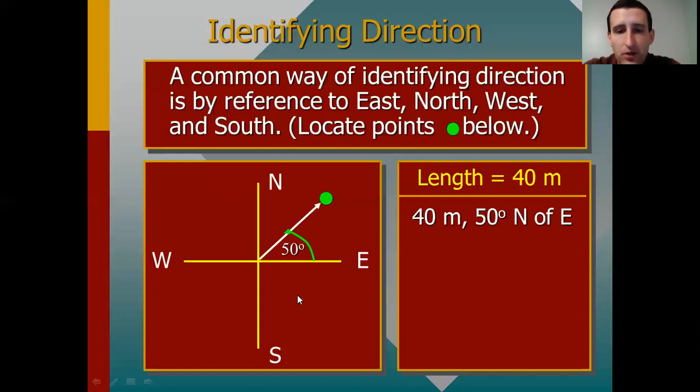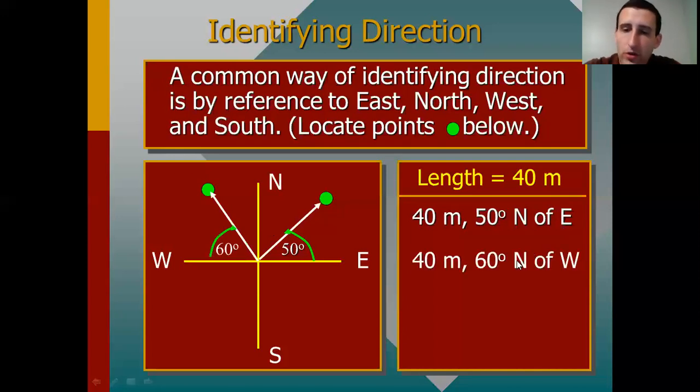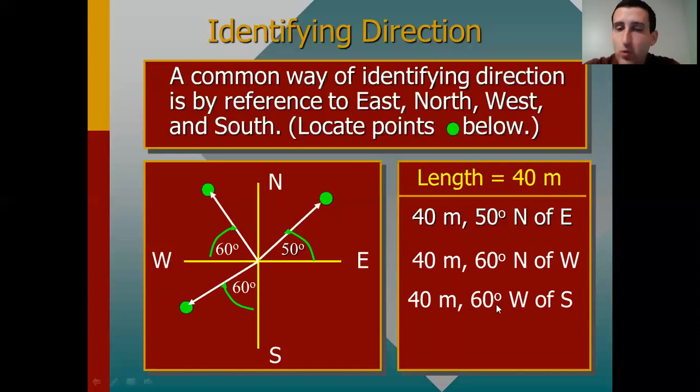50 degrees south of east would be a very different location. And 50 degrees east of north would be pointing in a different direction as well. So this is fully defined, but we need to understand what it means. We start at the second direction and we measure toward the first direction. We start at east and we measure toward the north. We start at west and we measure toward the north to get 60 degrees north of west. We start at south and measure toward the west to get 60 degrees west of south.